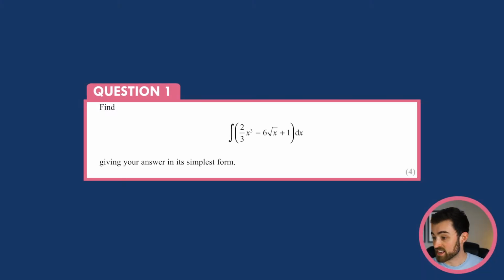So I've got an Edexcel paper. It's going to be June 2018 paper 1. So this is pure mathematics. Let's give it a crack. So question 1, it's an integral, isn't it? So find the integral of all of that stuff, giving your answer in its simplest form.